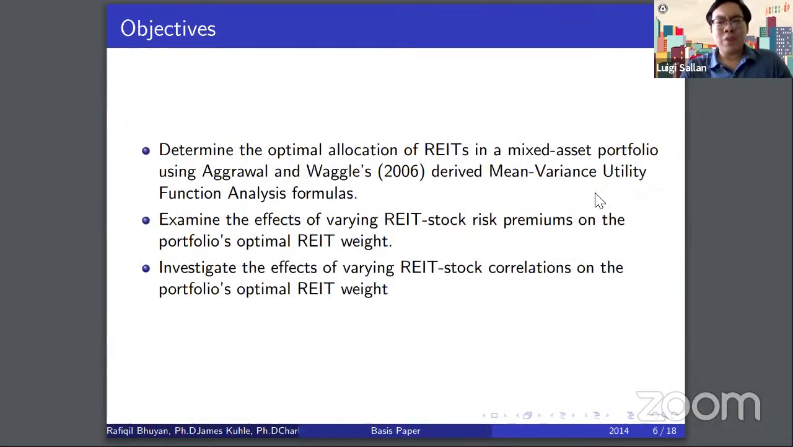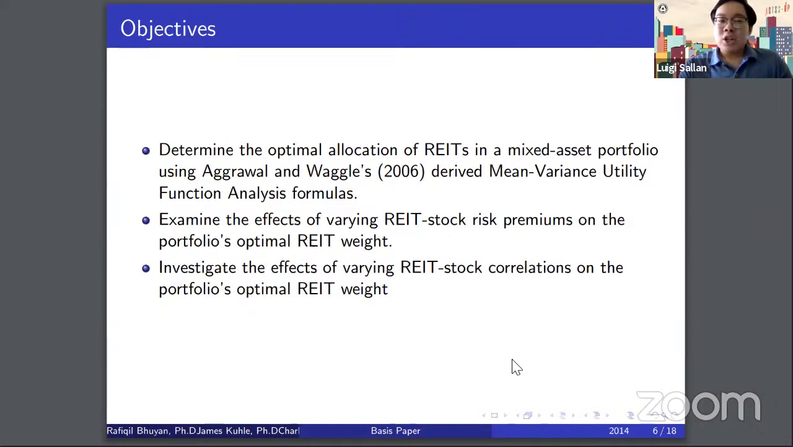First, the main goal of the problem would really be to determine the optimal allocation of REITs in a mixed asset portfolio. This is proceeding from the formulas in mean variance utility function analysis that were already derived by Doctors Agrawal and Waddle in 2006. Aside from the formulas for the optimal REIT weight, Doctors Agrawal and Waddle were also able to derive formulas for the effect of varying REIT yields on the optimal REIT weight and the effect of stock and REIT correlations on the optimal REIT weight.